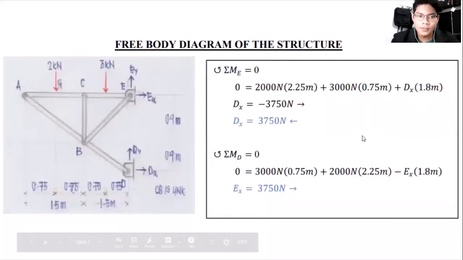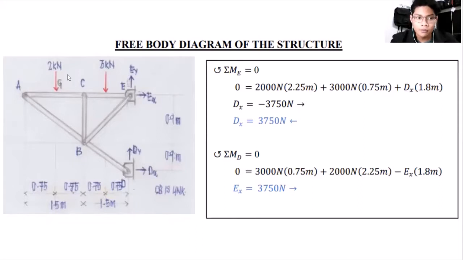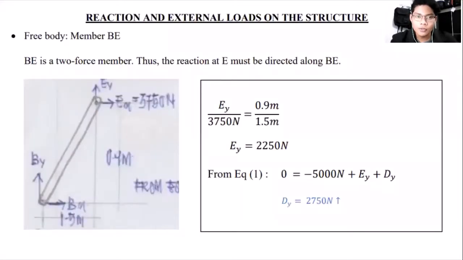So based on the assumptions that we have developed, here is the free body diagram for the whole structure. As I have mentioned before, there are loads of 2 kN and 3 kN acting in the middle of AC and CE. By applying the equilibrium equation and calculating the moment at E and D, we will be able to calculate the values of Dx and Ex. So we move to the reaction and external load of the structure.